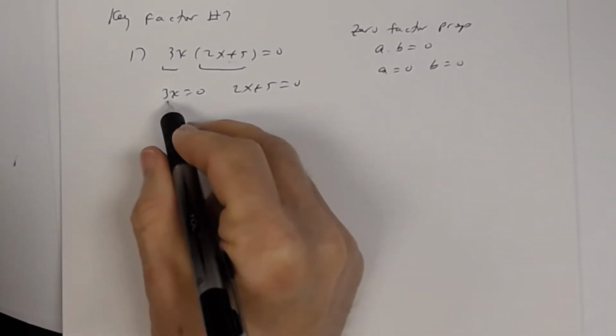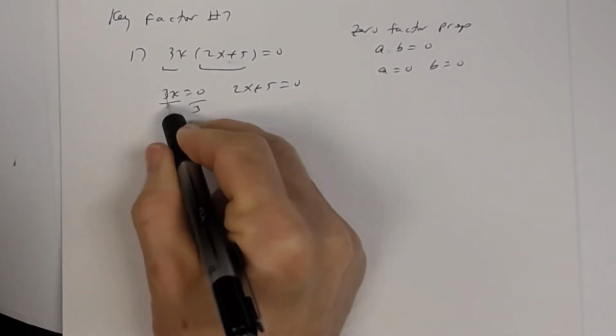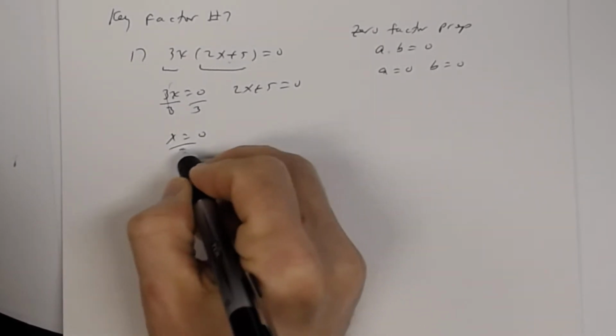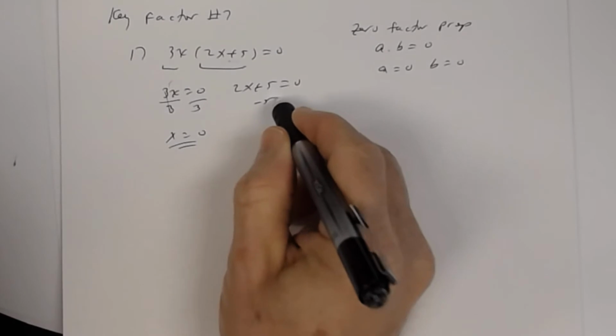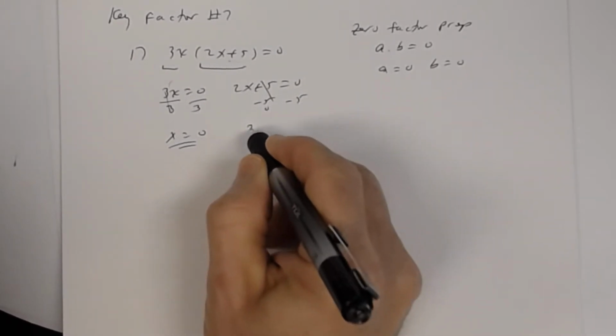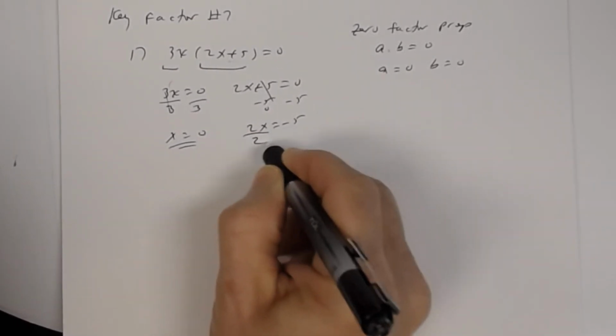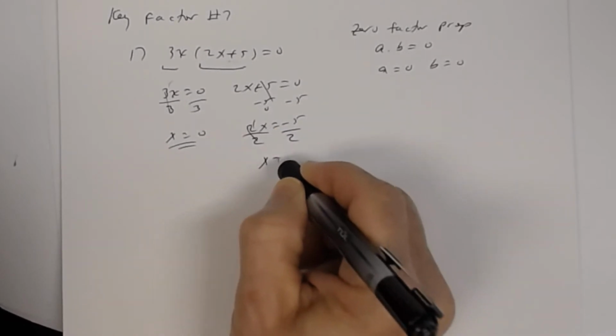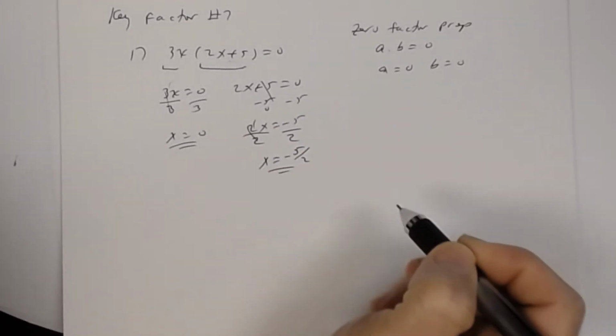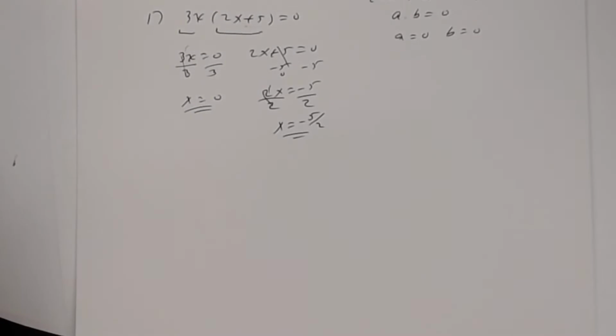This one, to get x by itself, you can divide both sides by 3, and so you get x to be 0. So there's one of your solutions. Over here, you're going to subtract 5 from both sides, and so you get 2x equals negative 5. Divide both sides by 2, and you get negative 5 halves. So those are the solutions to number 1.